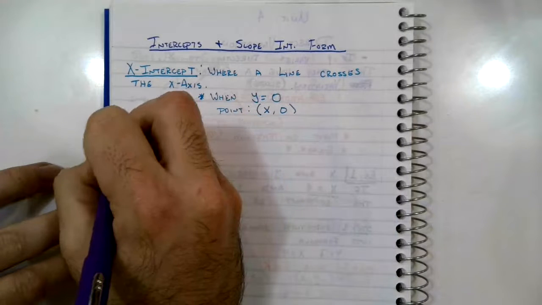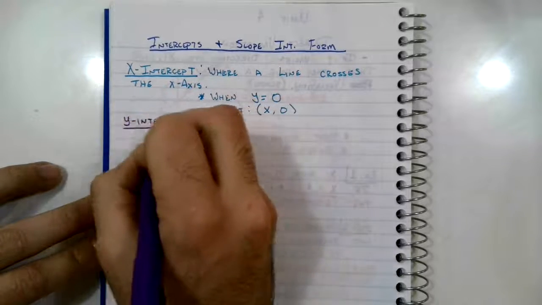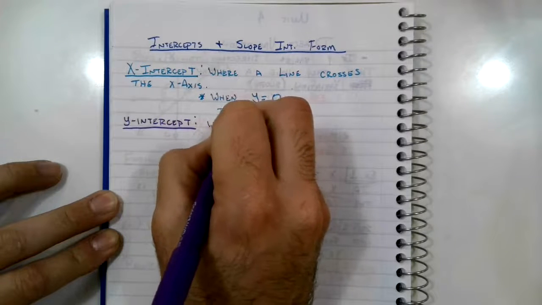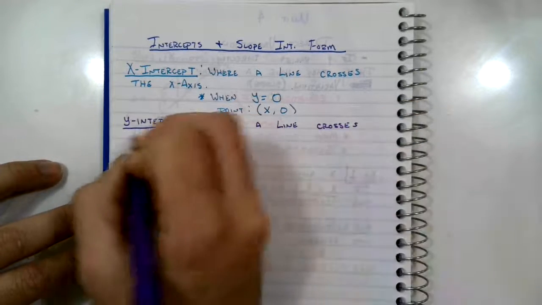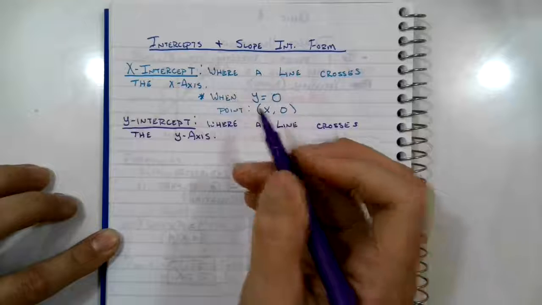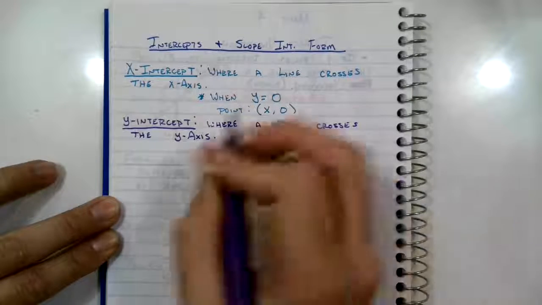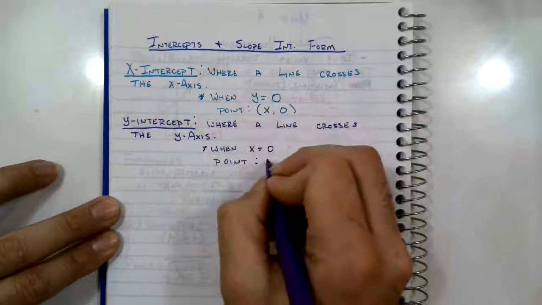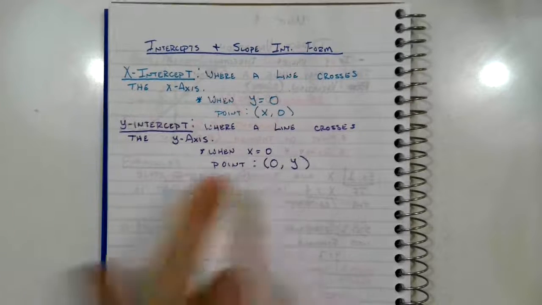Your y-intercept is the opposite. This is where a line crosses the y-axis. So just like y is 0 across the x-axis, across the y-axis it's when x equals 0, and the point would be 0, comma y. So that's our two intercepts, x-intercept and y-intercept. X-intercept where it crosses the x-axis when y is 0. Y-intercept is where it crosses the y-axis and x is 0.